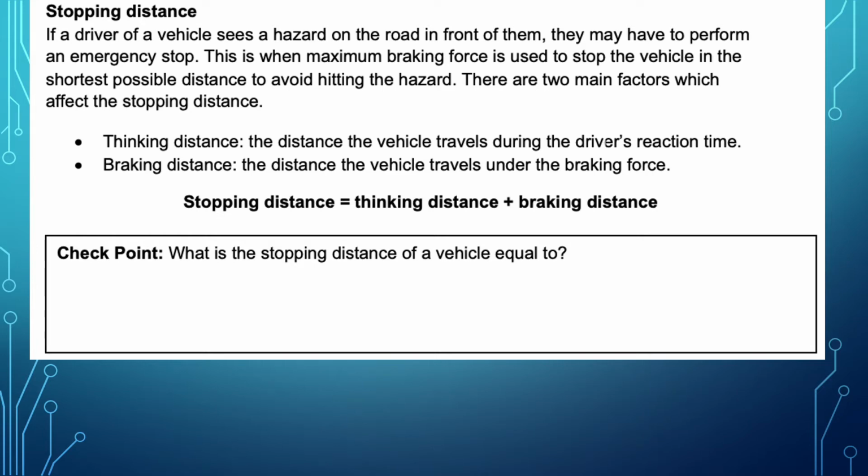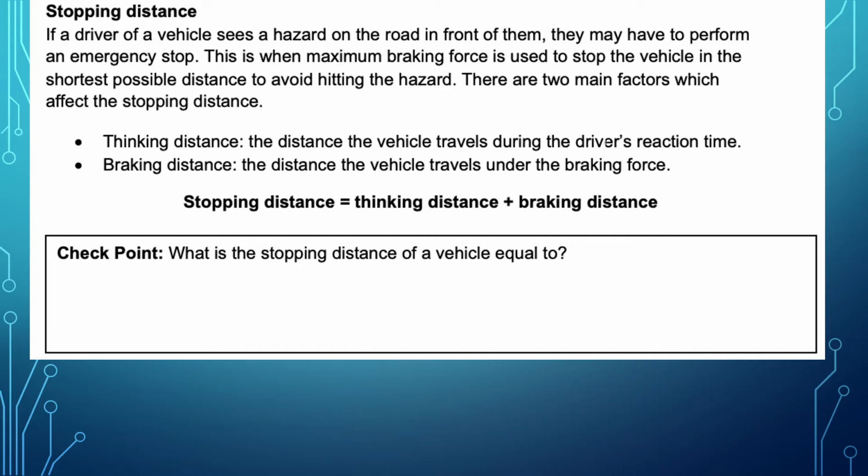If a driver of a vehicle sees a hazard on the road, so hazard just means something dangerous, something you want to avoid, in front of them, they may have to perform an emergency stop. This is when maximum braking force is used to stop the vehicle in the shortest possible distance to avoid hitting the hazard. So this might look like a child who has run onto the road, or the car in front of you stopped, someone is going in front of you. Any of these could be hazards. So whatever the reason is, you want to stop your car as fast as possible.